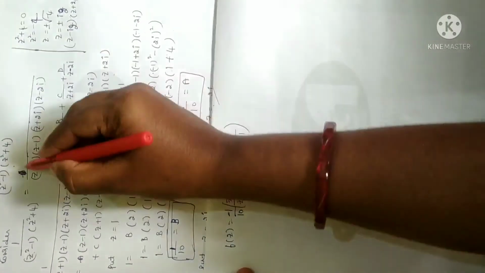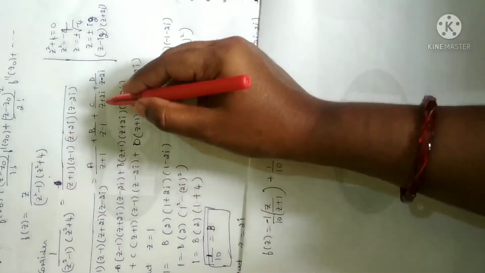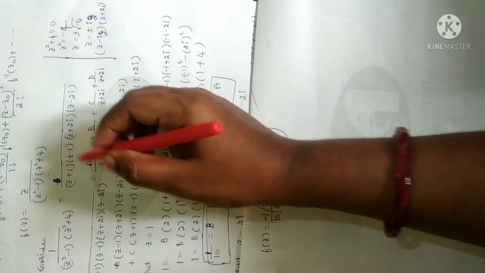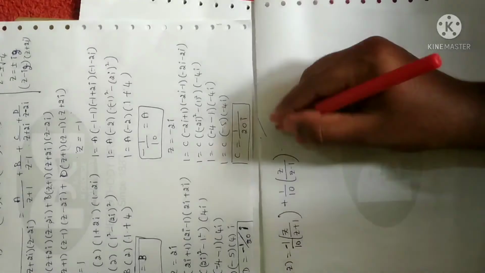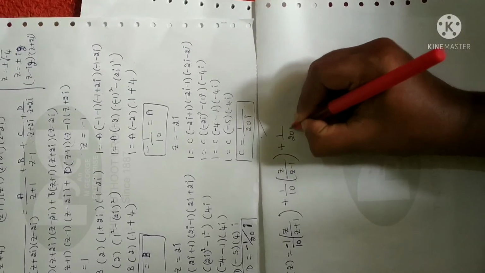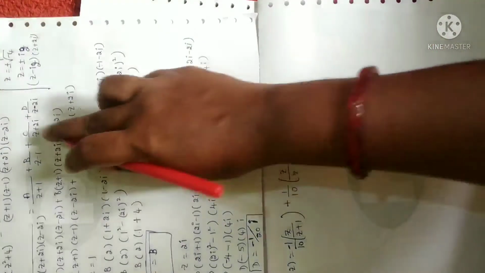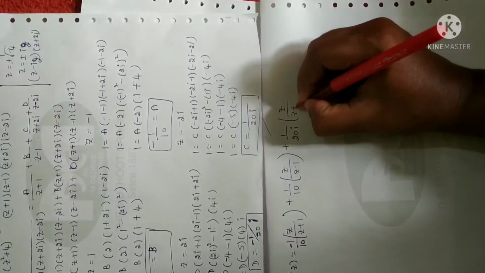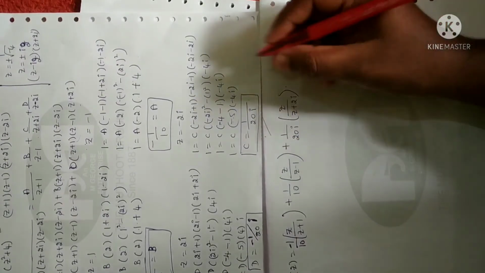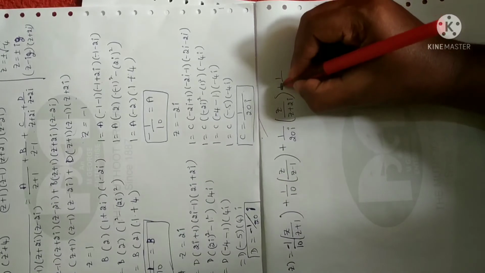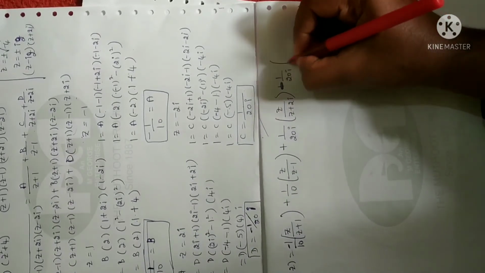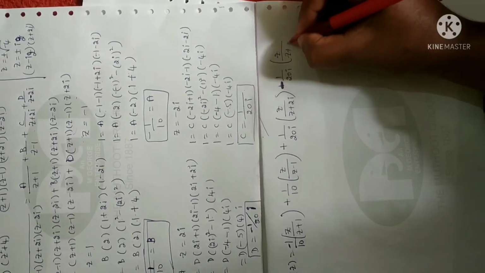Clear? Numerator, why? Because in the function you have numerator z, so I have not considered z in the partial fraction, so I have to write z here. Next, c value is plus 1 divided by 20i into z divided by z plus 2i. Next, d value is minus, right? So minus 1 divided by 20i into z divided by z minus 2i.